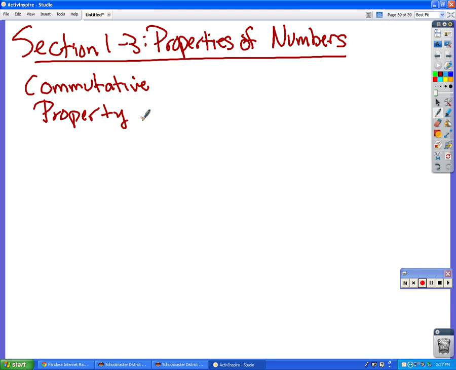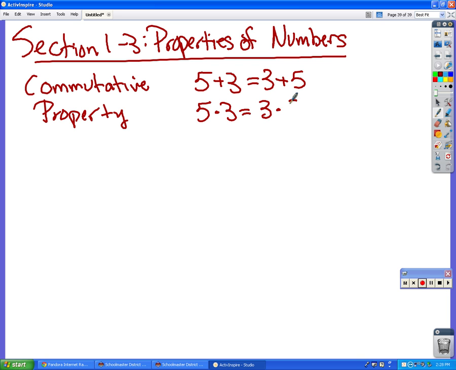And the commutative property is that for both addition and multiplication, the order that you do them in does not matter. Okay? So what I mean by that is 5 plus 3 is the same as 3 plus 5. So that works for addition, 100%. Same thing with multiplication. If I go 5 times 3, that's the same as if I go 3 times 5.